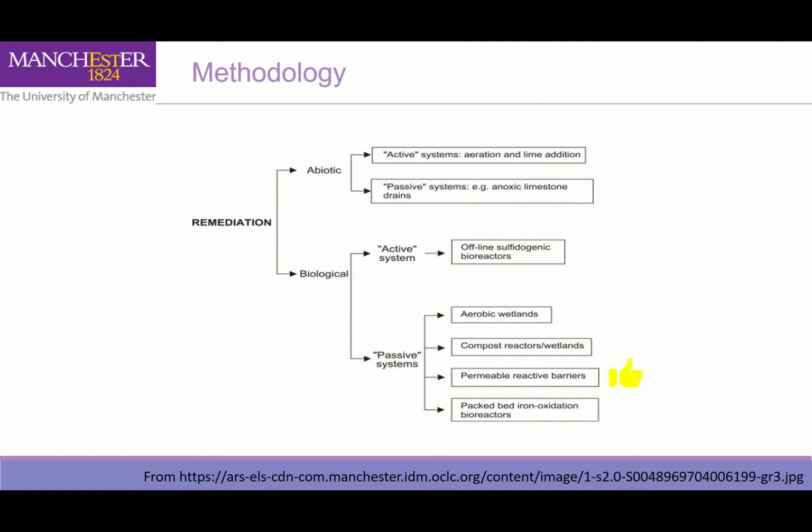The common active methods are using alkaline material such as calcium hydroxide or limestone to neutralize acid mine waters, and the metals can be removed as metal hydroxide precipitates and sulfate as gypsum sludge. And the passive is to use natural or constructed wetland ecosystems.